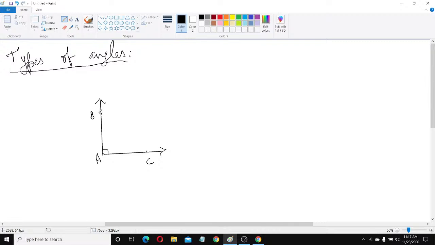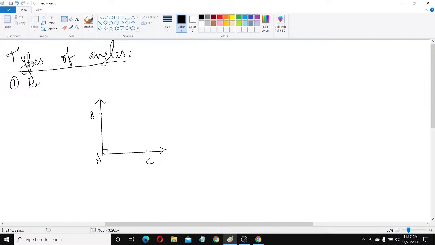And you know how to name the angle? BAC or CAB. A, the vertex of the angle, should be in the middle, using three letters. Now here both the rays are making an L shape. Here you see the L shape. So this angle is called a right angle, children. First type, right angle. Already you have learned it in 5th class also.